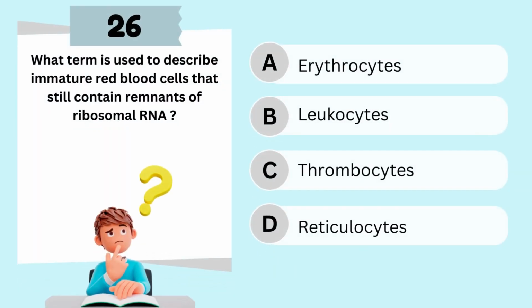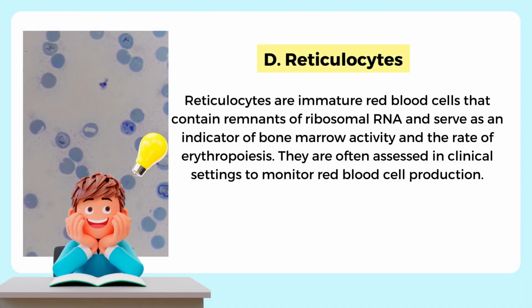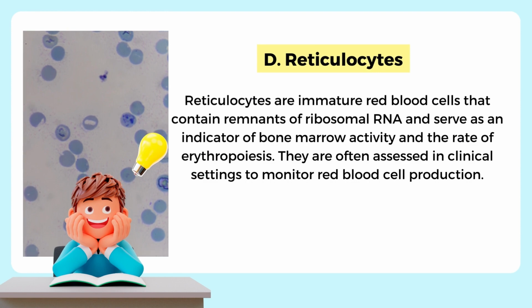What term is used to describe immature red blood cells that still contain remnants of ribosomal RNA? The correct answer is D. Reticulocytes.